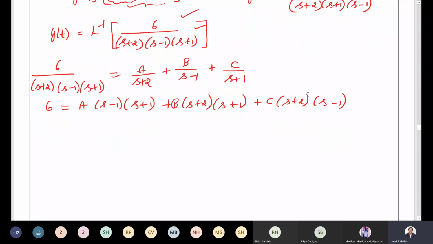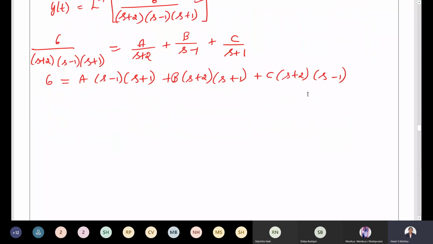Okay. Now what shall we get? Put the different values for s. If you put s is equal to minus 2, what do we get? 6 is equal to, if you put s equal to minus 2 over here, minus 2 plus 1, minus 2 minus 1, you will get minus 3 into minus 3 into a. This implies what is the value of a? A will be 6 by 3, which is nothing but 2.